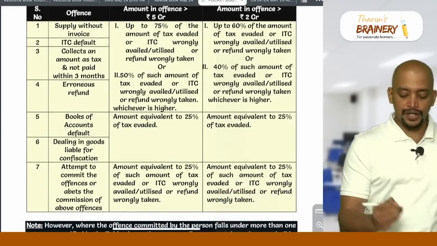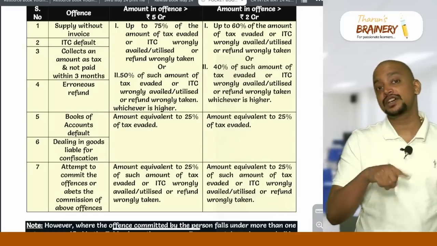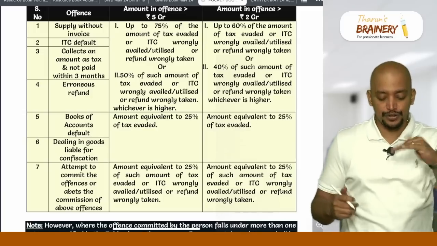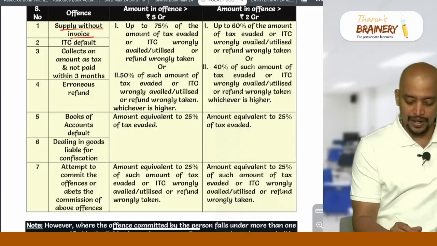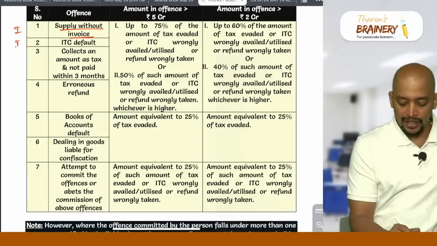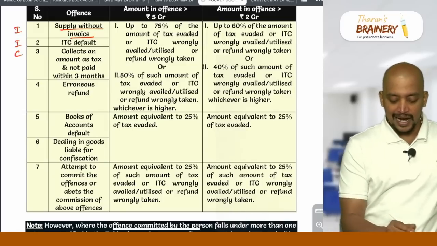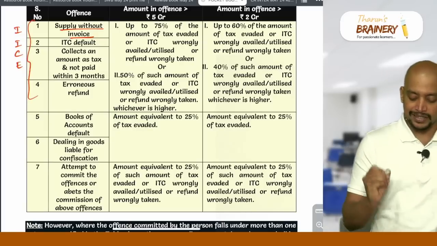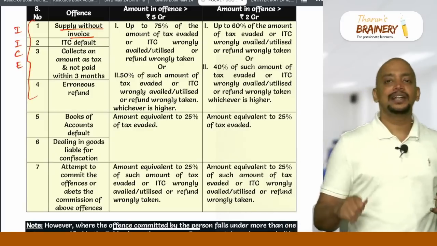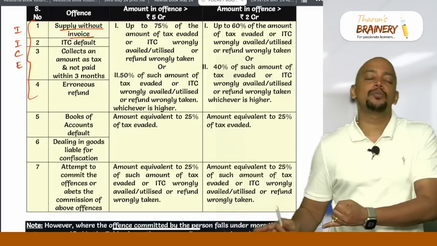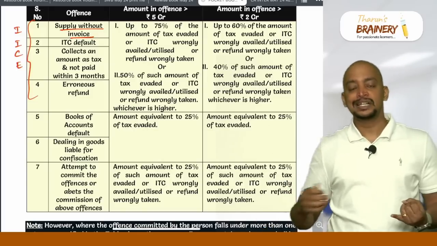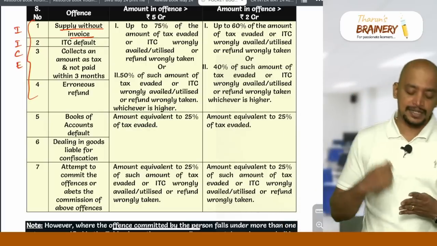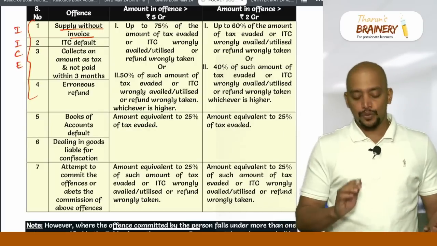So in case of invoice default, which default? Supply without invoice or invoice without supply? Invoice without supply is not at all possible for compounding. So therefore only supply without invoice, okay. Then ITC default, then collected an amount as tax, and then erroneous refund, IICE. In these four cases, invoice without supply is definitely not possible for first time compounding itself. So supply without invoice, and then in ITC default, collected amount as tax not paid within 3 months, and erroneous refund. In this case, what are they telling?